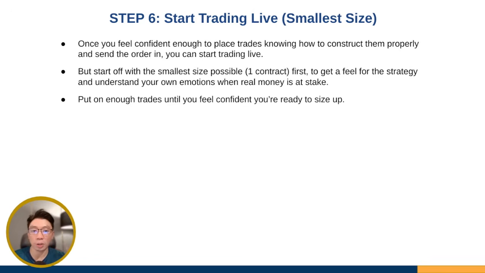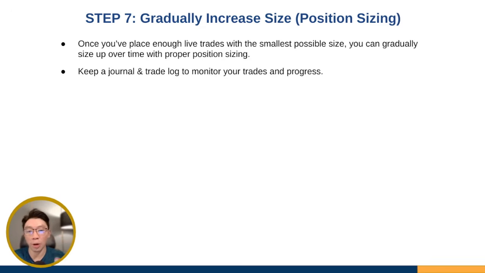And then next, put on enough trades until you feel confident you're ready to size up. So as you can see, there's a real proper sequence for you to do things so that slowly you adapt to each stage, right? You start off with the demo first, put on enough trades until you feel confident, then you start trading live, but start off with the smaller size. Then you put on a number of trades until you feel confident enough. Then you gradually increase your size through proper position sizing. So once you place enough live trades with the smallest possible size, you can gradually size up over time with proper position sizing. That means proper risk management and money management.